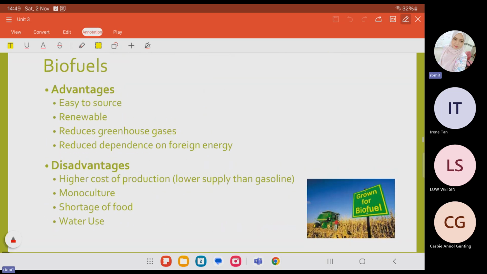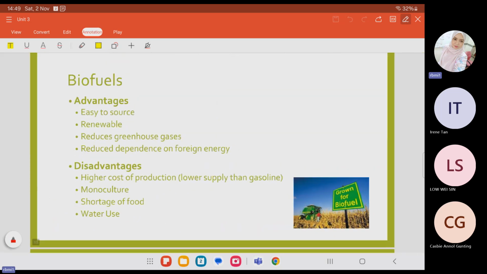Okay, these are the advantages and disadvantages we have for biofuels. The good side is that it is easy to source, easy to get the raw sources, meaning the reliability is high. We can also consider it renewable, and it reduces greenhouse gases and reduces dependence on foreign energy.